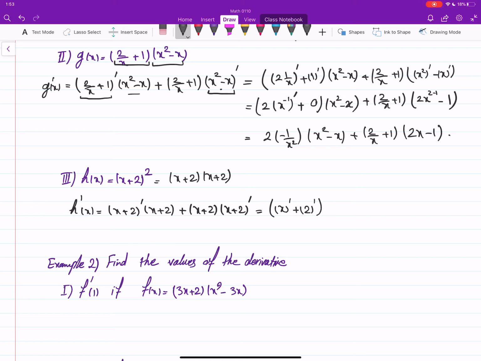Derivative of a sum is the sum of derivatives: the derivative of the first piece times x plus 2, plus x plus 2 times, again, this piece. Derivative of x is 1. Derivative of 2 is 0, a constant. x plus 2 plus derivative of x is 1. Derivative of 2 is 0.